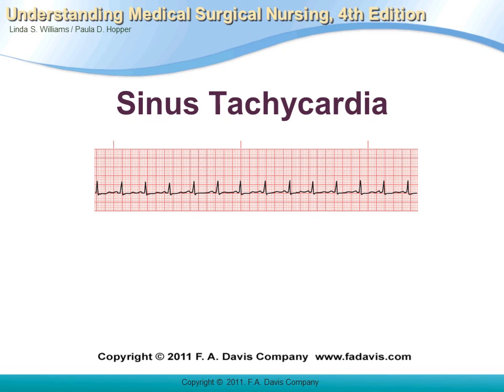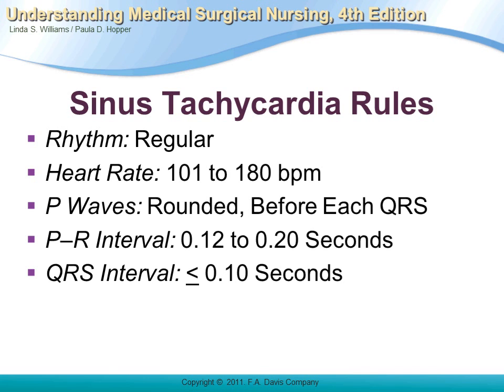This next one is sinus tachycardia. In sinus tachycardia, the rhythm is regular, but the heart rate is elevated. The heart rate is 101 to 180 beats per minute. The P waves are normal. They're rounded, one presents before each QRS complex. The PR interval is normal, 0.12 to 0.2 seconds. The QRS interval is normal at less than 0.1 seconds.